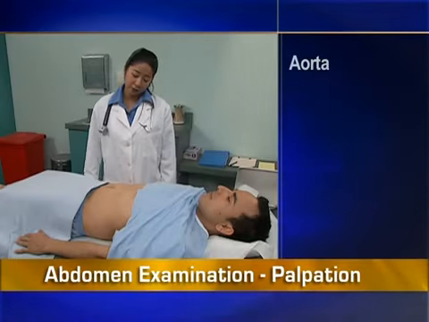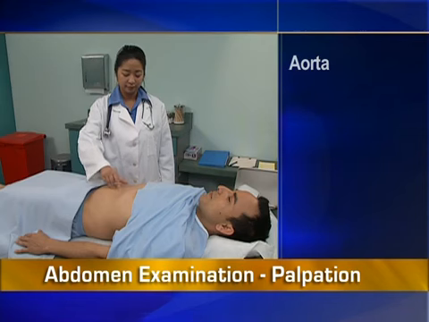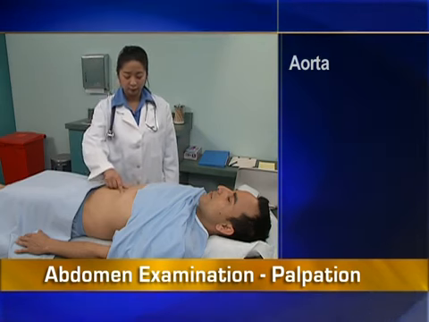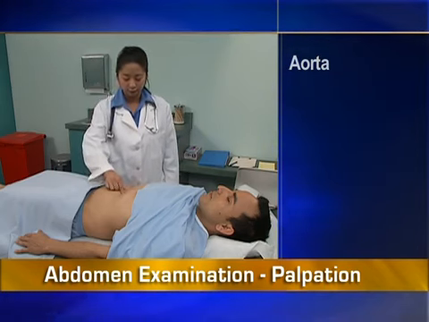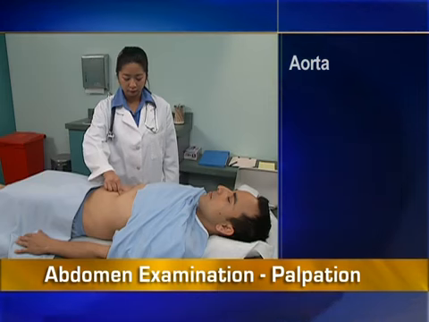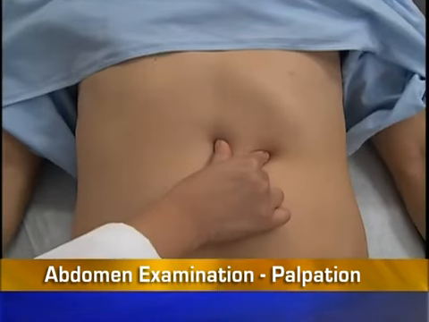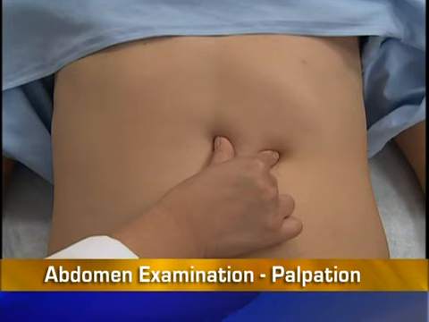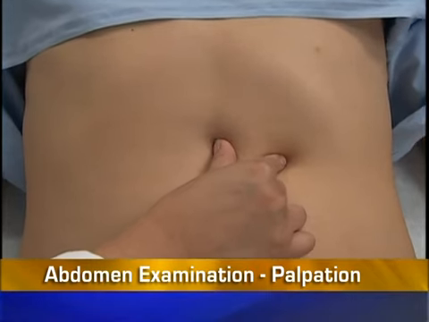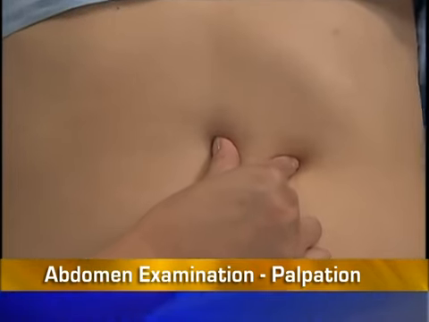I'm going to feel for your aorta now. To palpate the aorta, place your thumb and fingers on the upper abdomen, slightly left of midline, and palpate lightly. The aortic pulsation normally is 2.5 to 4 centimeters wide and pulsates anteriorly.